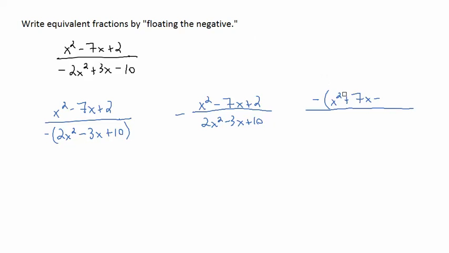Sorry about that. x squared minus 7x plus 2. So applying the negative to the entire numerator, leaving the denominator alone. And we could also distribute the negative on top, giving us negative x squared plus 7x minus 2 all over 2x squared minus 3x plus 10. So that's how you can float the negative when there are multiple terms. Make sure that you either factor it out of all the terms or distribute it to all the terms as you're floating it. All right? And that's how you handle negative fractions.